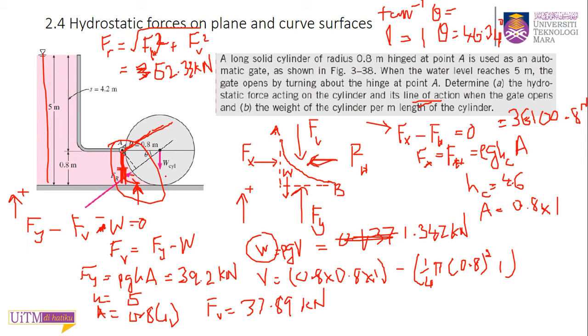So they ask you to find the weight of the cylinder per meter length of the cylinder. There must be a force here. This W, they ask you to find the weight W. Okay, how can you do that?